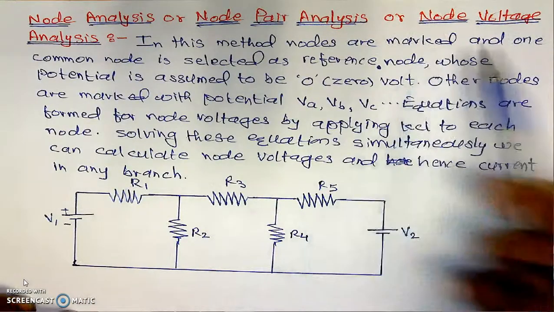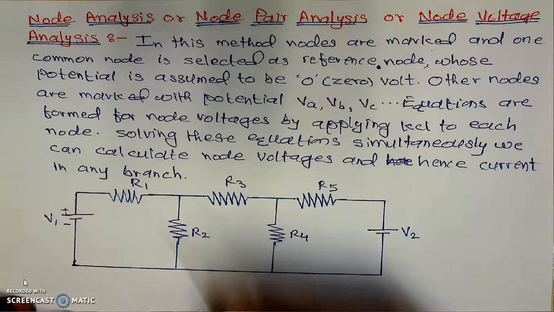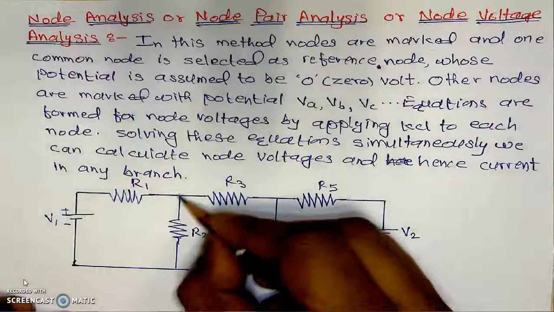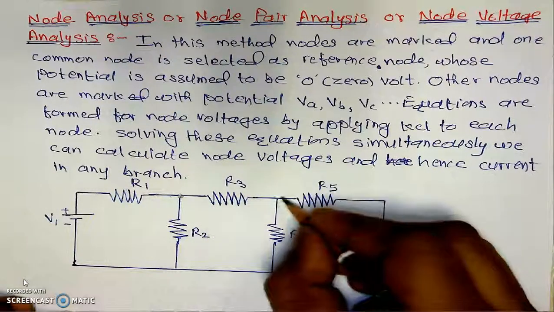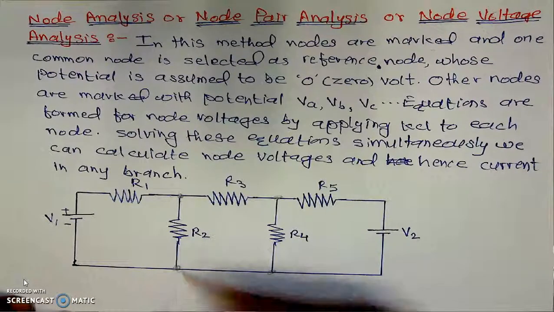As I discussed in the previous videos, what is a node point? A node is a point at which three or more branches meet together. Now here in this particular figure, this is 1, 2, 3. This should be the node point, this should be the node point, this should be the node point, and this should be the node point.